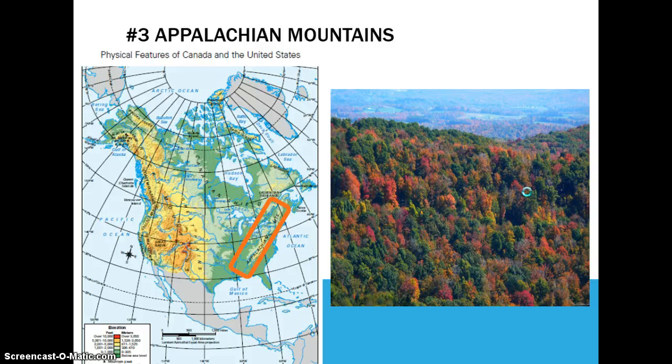Number 3, the Appalachian Mountains. We can see that the Appalachian Mountains run from the southern portion near Georgia and Mississippi, and then are going all the way into New York. You can see the trees that we chose here. The Appalachian Mountains are a little bit different than the Rockies in that they look more as rolling hills, just with higher elevation changes.